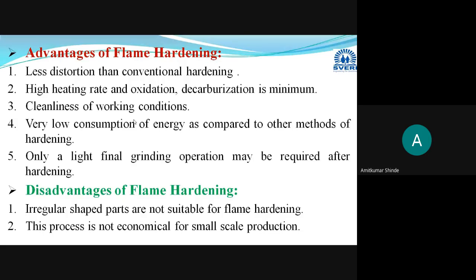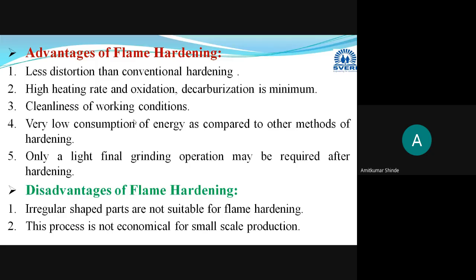If an irregular shape or complicated shape component is there, then that heating will not be proper, and at the end of that cooling or quenching process, you will not get the desired hardness and wear resistance properties. That will be the disadvantage, and this process is a little bit costly. That's why it is not suitable for small scale production. So these are certain advantages and disadvantages of the flame hardening process.